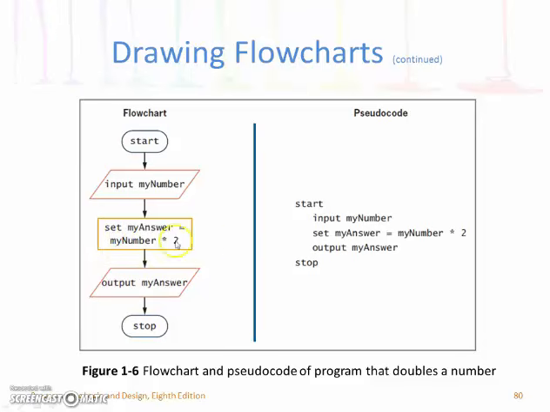Then we process. So my flow line goes towards my processing here, which is my answer. We're processing what my answer is going to be, which is my number, whatever we input, multiplied by 2. Then we flow towards our output answer, output my answer, and that's also a parallelogram. For pseudocode, we will just go start, input my number, set my answer to equal my number multiplied by 2, output my answer, stop.